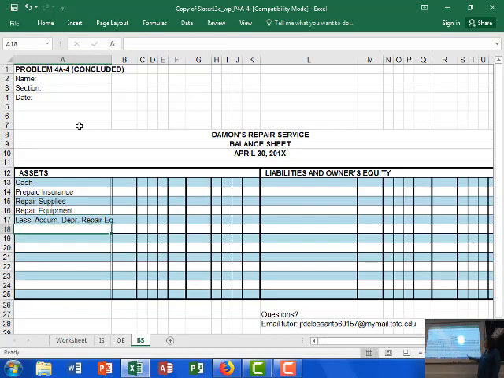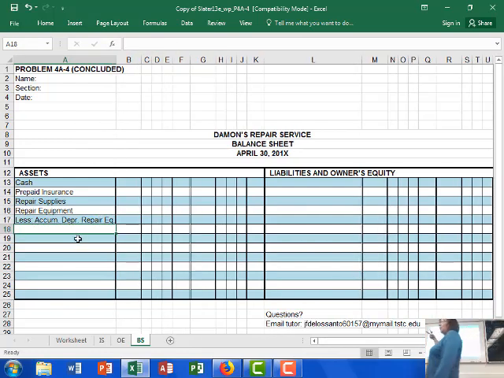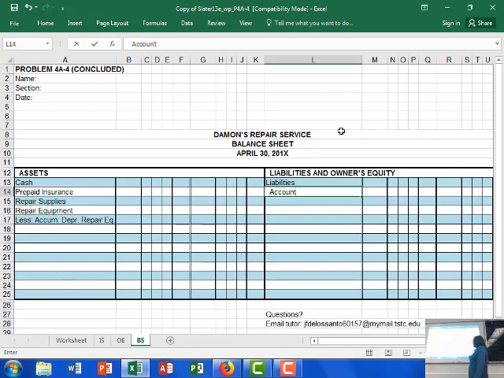Now remember, liabilities plus owner's equity. What liabilities does he have? He's got two: accounts payable and wages payable. We're not putting any amounts yet. We're just formatting this formal statement.